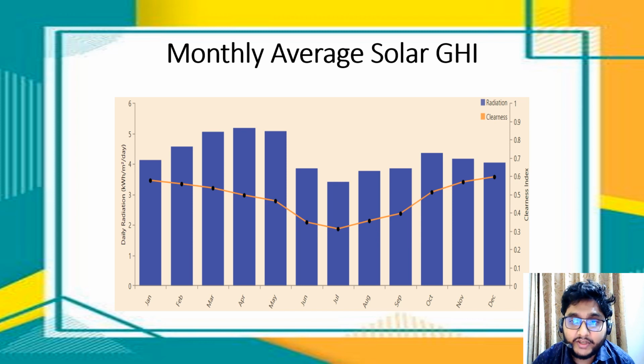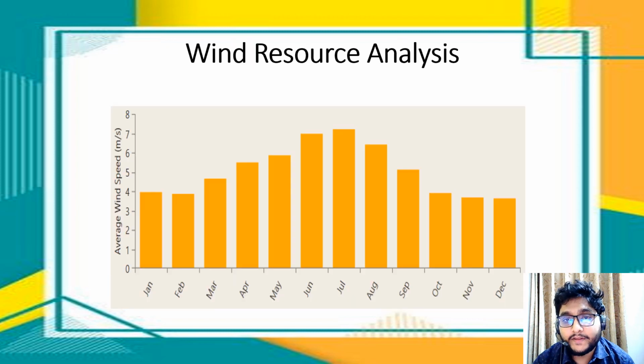This is the monthly average solar GSI in Manpura Island. The clearness index and daily deviation are also in the graph. This is the wind resource analysis. The graph shows how much wind is available in Manpura Island. This is also given by NASA's website.